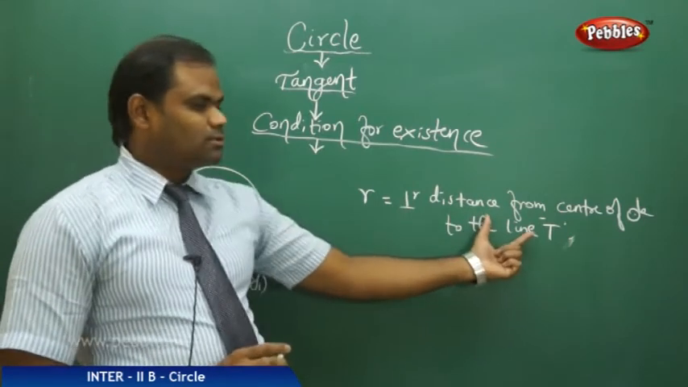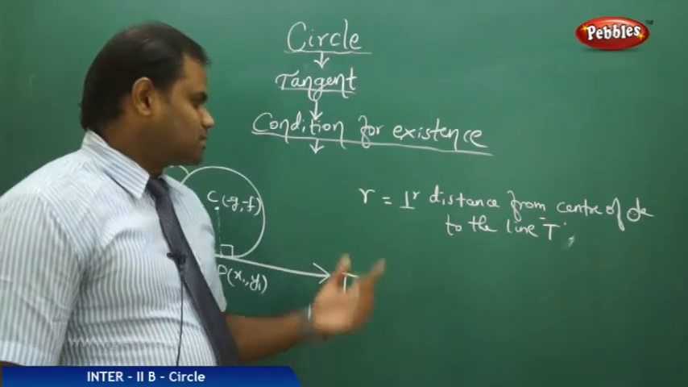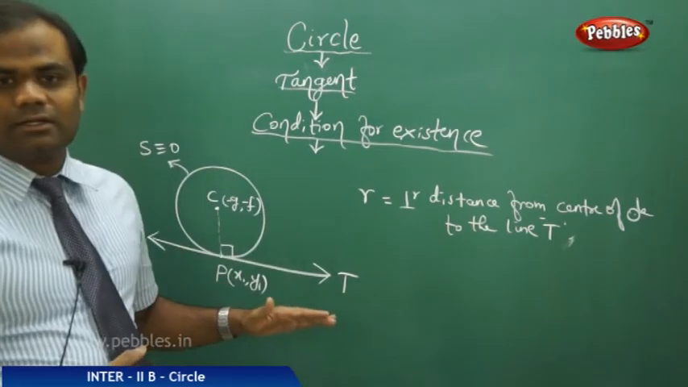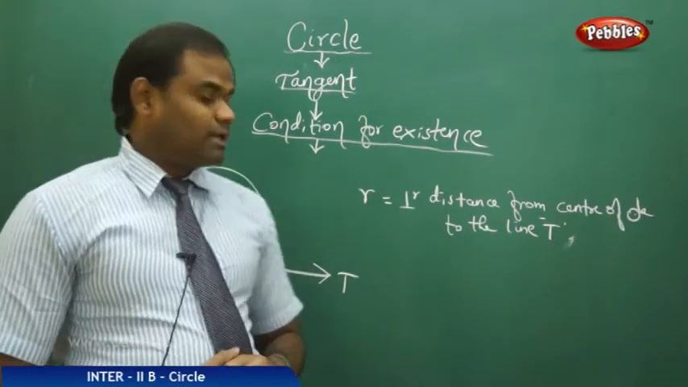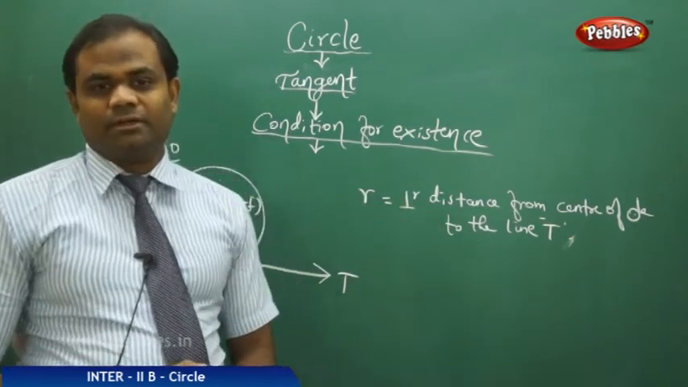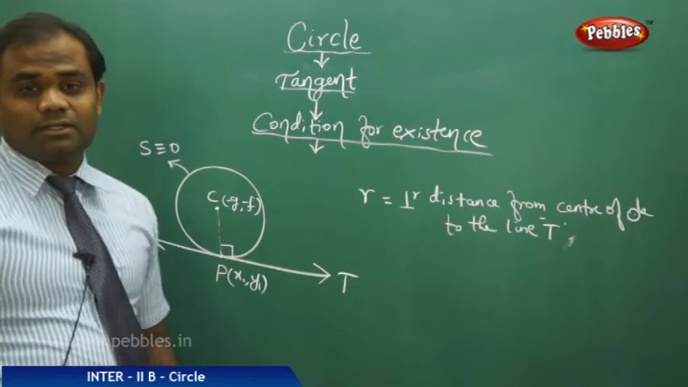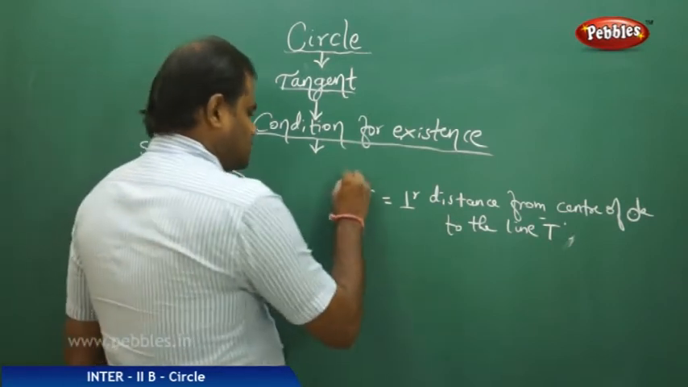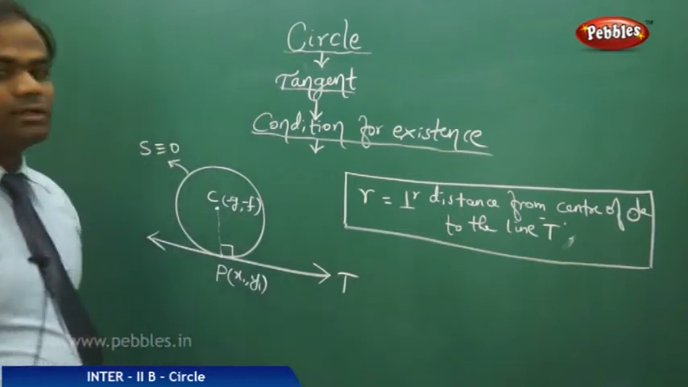If the radius is not equal to this, then the line is not a tangent to the circle. If the radius is less than the perpendicular distance, then we say the line is outside the circle and does not meet the circle, it is non-intersecting. But if the radius is greater than the perpendicular distance, then we say the line is intersecting, or cuts the circle at 2 points. We have taken this in the previous cases, but now the condition for existence of a tangent is that the radius must be equal to the perpendicular distance from the center of the circle to the line T.